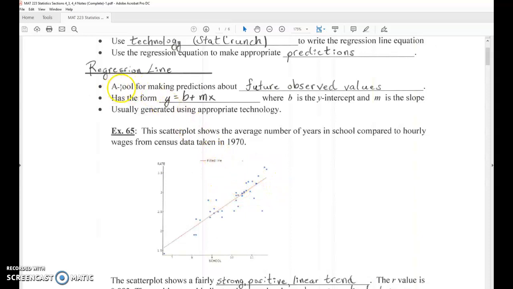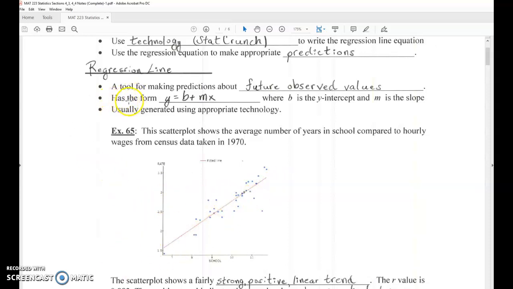So what is a regression line? It's a tool for making predictions about future observed values. Let's say this example shows a number of years in school compared to hourly wages. If we were to ask the question, if somebody in the future goes to school for 10 years, about what could they expect for an hourly wage rate? This is old data from 1970, so the minimum wage was really low compared to now. But you come up to the line, you come across, and they could expect to make like $2.75 an hour. That's a prediction of future observed values.